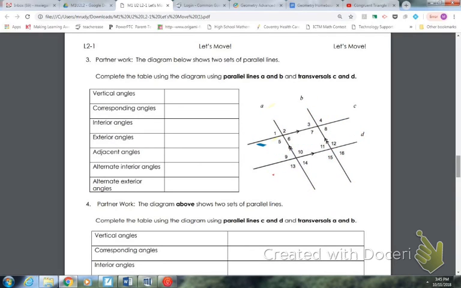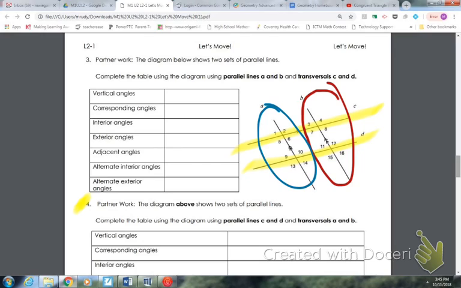And then for number 4, you're working on the other pair being parallel. You're focusing on C and D being parallel. So again, if you're grouping pairs of angles, you're going to look at this group of 8 on this side, and then focus on this group of 8 here as well. When you finish this worksheet, you will be ready to move on to the next video.